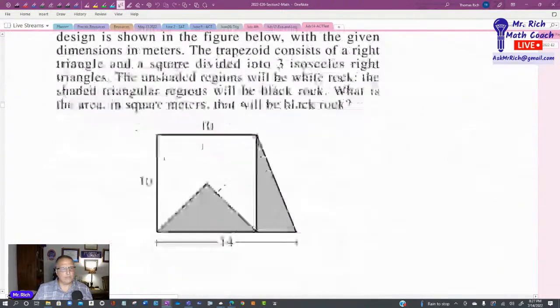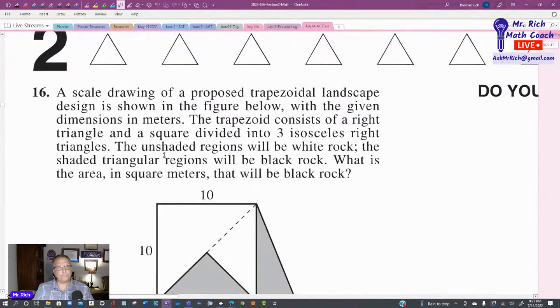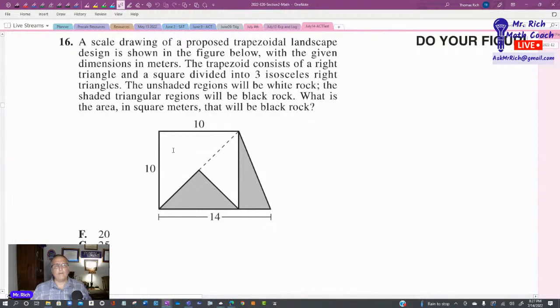Moving on. Number 16. A scale drawing of a proposed trapezoidal landscape design is shown in the figure below with the given dimensions in meters. The trapezoid consists of a right triangle and a square divided into 3 isosceles right triangles. The unshaded regions will be white rock. The shaded regions will be black. What is the area of the black rock? So I need the area of the shaded region.